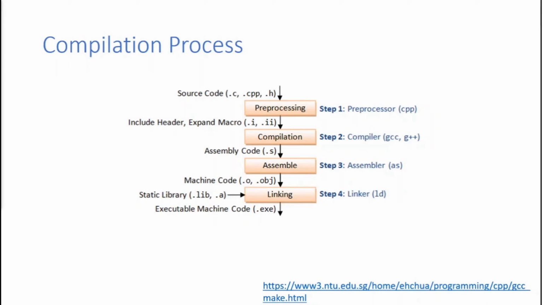So if we have included a header file such as stdio.h, it will look into the stdio.h file and copy the header file into the source code file. The preprocessor also generates macro code and replaces symbolic constants defined using #define with their values. Compilation is the second step. It takes the output of the preprocessor and generates assembly language.